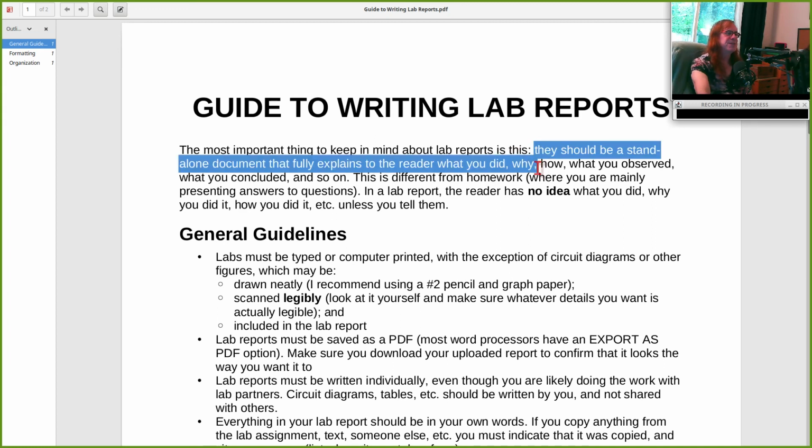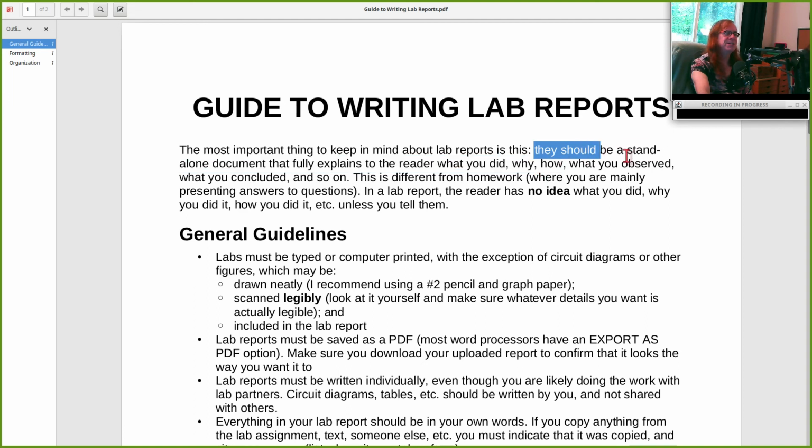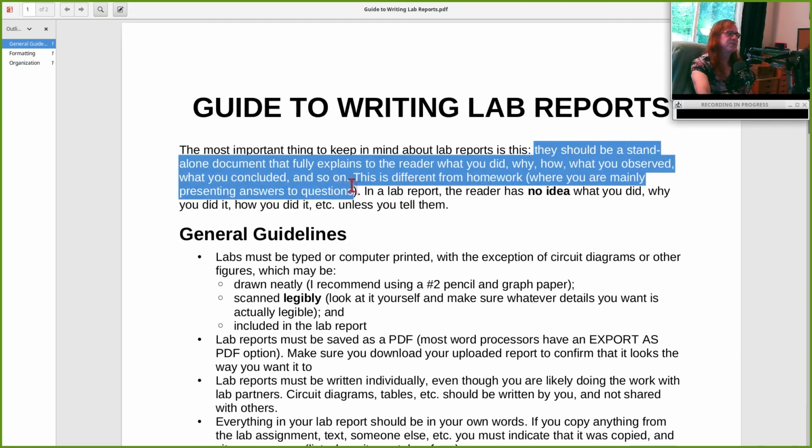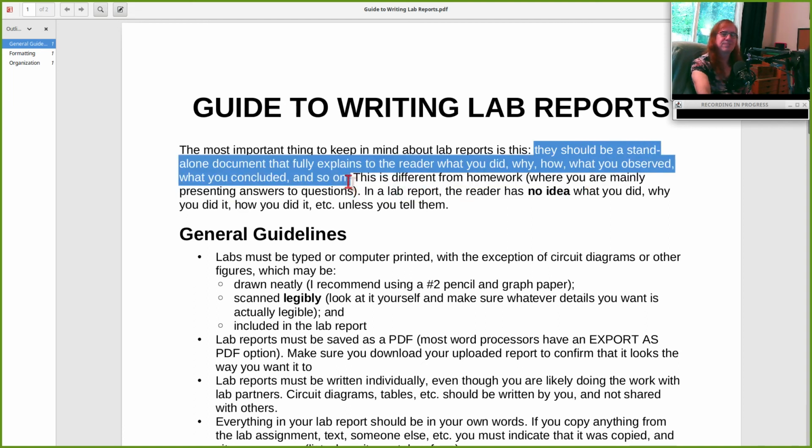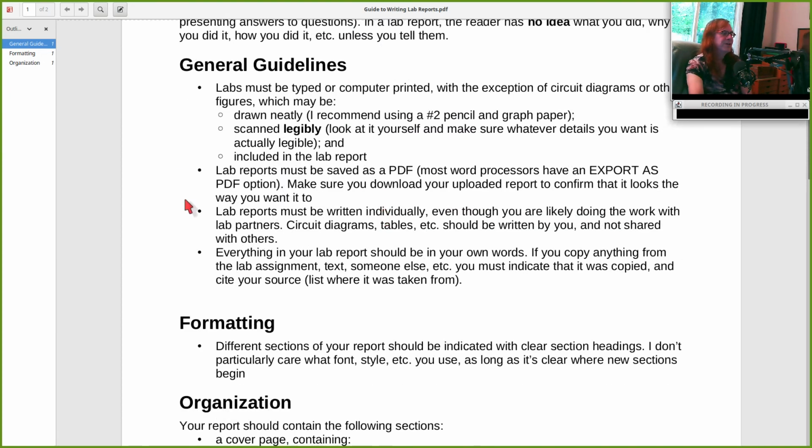Lab reports should be standalone documents that fully explain to the reader what you did, why you did it, how you did it, what you observed, what you concluded, and so on. All right, and that's going to be the biggest thing where people get a lot of feedback from me, saying, you know, you didn't put in a circuit diagram, how do I know what you did? All right, you can read through the general guidelines, but basically make things neat.